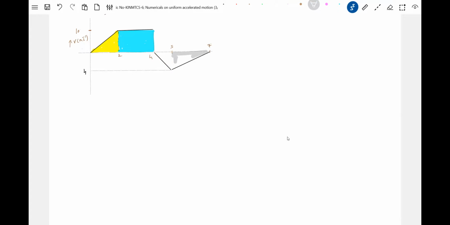Okay, some rough shading is what I meant. Let's see that. What is the x-axis? X-axis is t in seconds. There's the velocity, and there's the time.